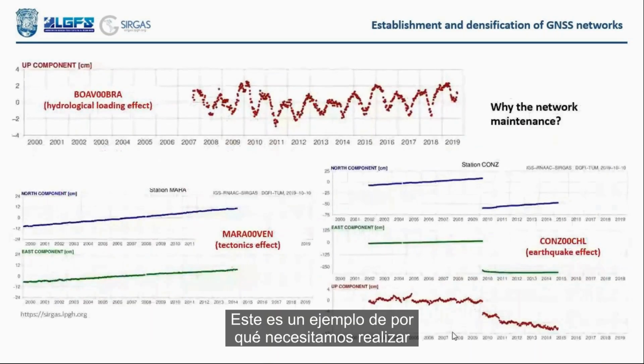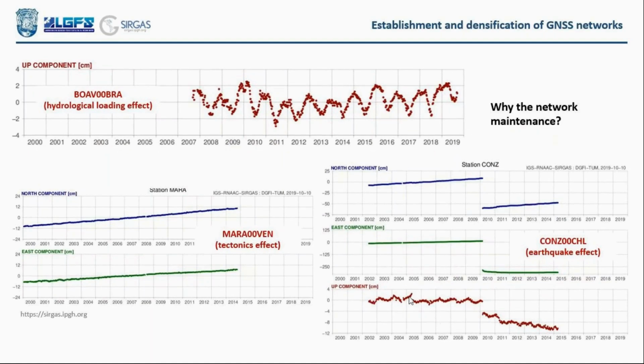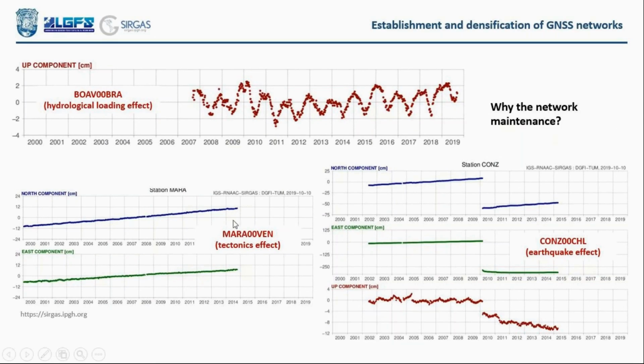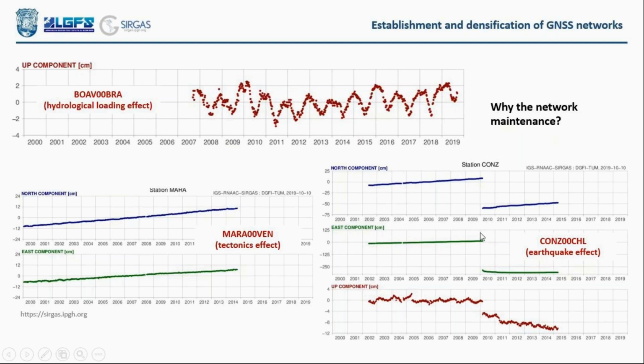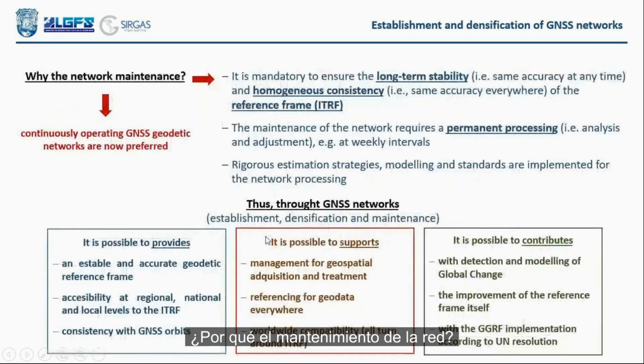This is an example of why we need to execute maintenance of the network. Hydrological effects, seasonal one; tectonics, this is a secular one; and an earthquake, this is a sporadic effect. So the degradation in the coordinate quality is evident here. So why the network maintenance?